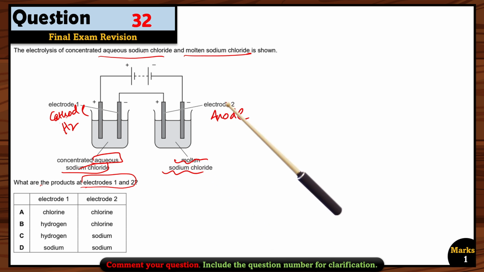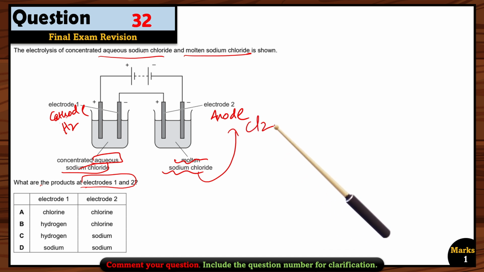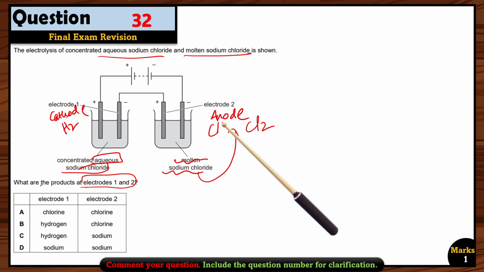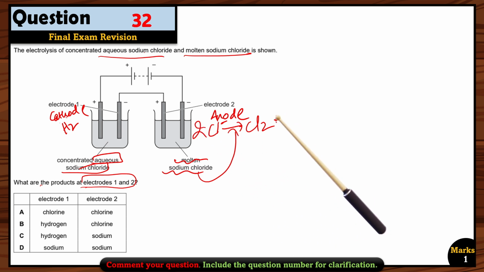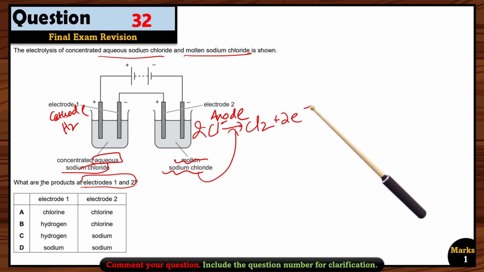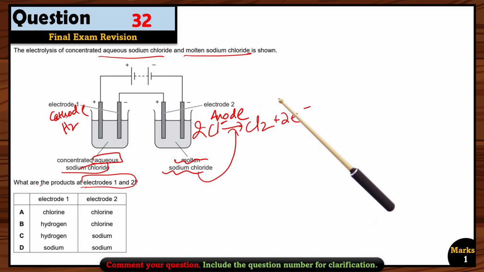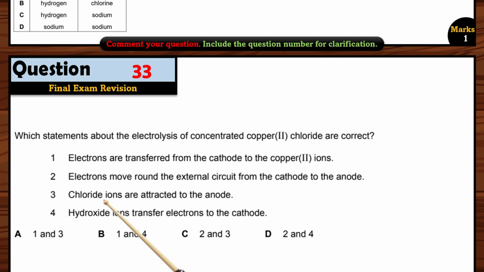So now at the anode, what will come here? We have to check for the anode. Chloride ions will come here, right? So chlorine gas will be produced here, because oxidation will take place. So at the anode, chlorine gas will be produced. So electrode 2 is chlorine, yes, and here it's hydrogen. So option B is the right option.